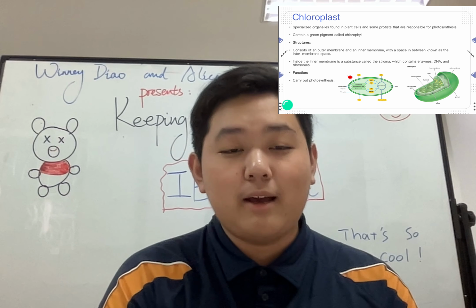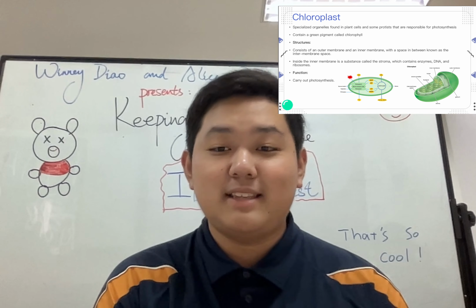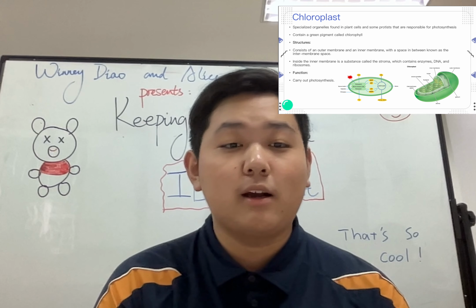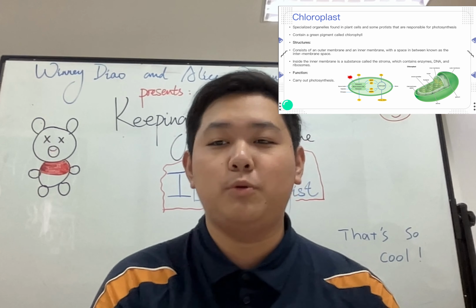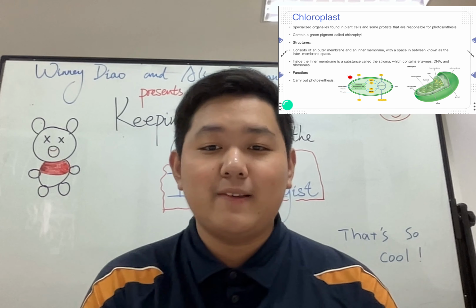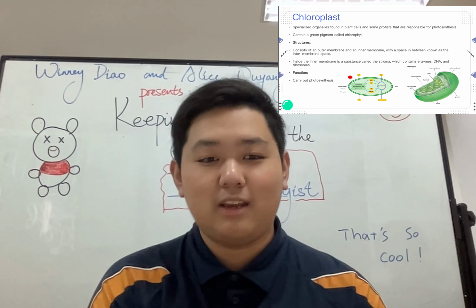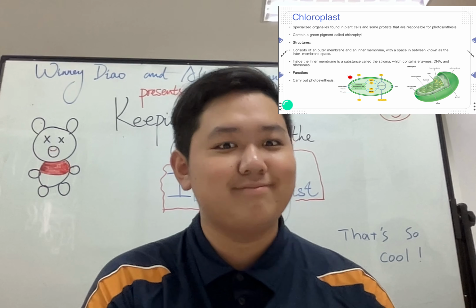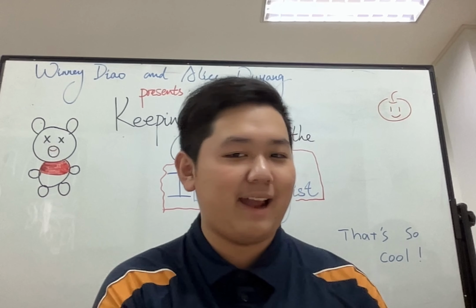And the chloroplasts contain a green pigment called chlorophyll, with 2 L's in the end, which gives plants their characteristic green color. That's so pretty. I know, right?